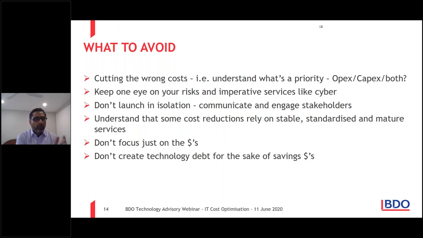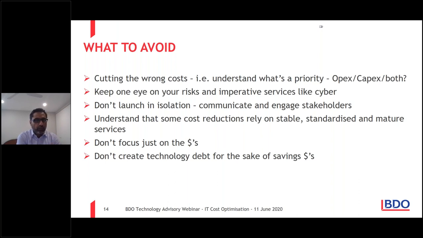So the first thing is we should avoid cutting the wrong cost. Understanding what the business priority is, whether there is a focus on OPEX, CAPEX, both, all of those things helps us get a better view of what the costs are and the right levers to go after. So avoid cutting the wrong cost.